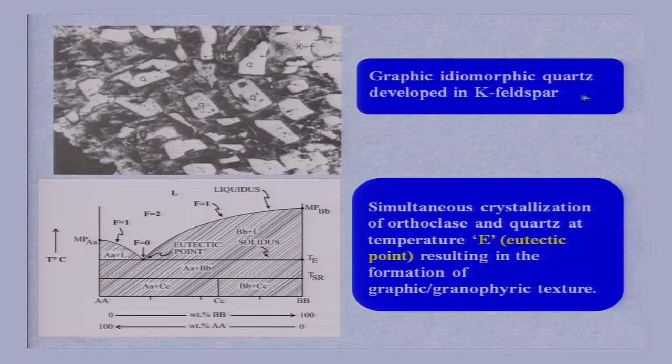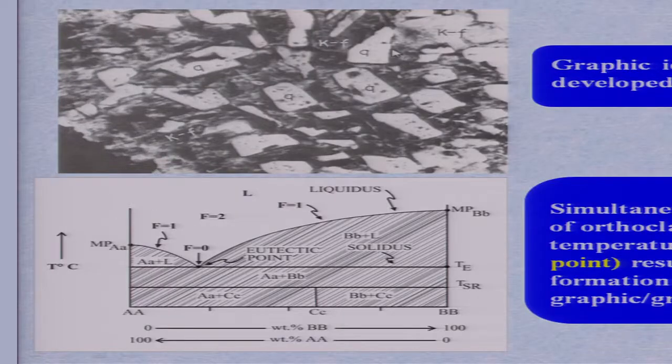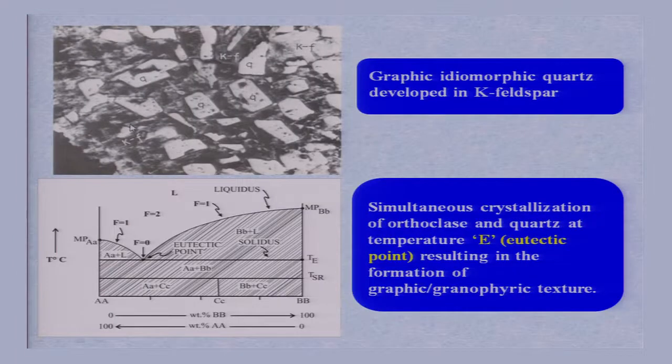Graphic idiomorphic quartz. Quartz is idiomorphic. Idiomorphic means all crystal faces are very well developed. See here, all the faces of the quartz crystals are well developed in K feldspar. These quartz crystals are embedded within the potash feldspar, that is orthoclase. This is the simultaneous crystallization of two mineral components, quartz and orthoclase.